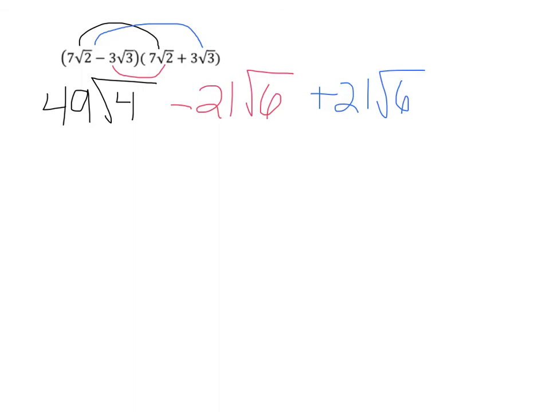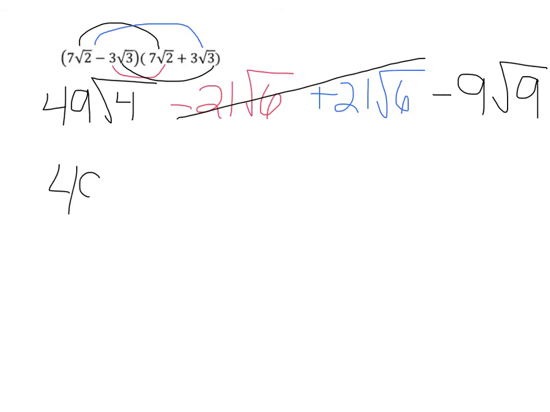And then my last terms, negative 3 square roots of 3 times 3 square roots of 3, which would leave me with a negative 9. Square roots of 3 times 3 is 9. Now that I have it all FOILed out or double distributed, I can combine like terms and cancel. Well, my negative 21 square roots of 6 and my positive 21 square roots of 6 can cancel. And I'm left with my 49. The square root of 4 is just 2, so I can multiply it by 2.